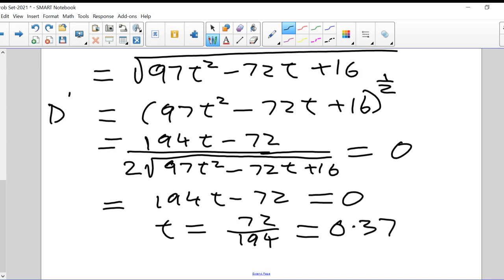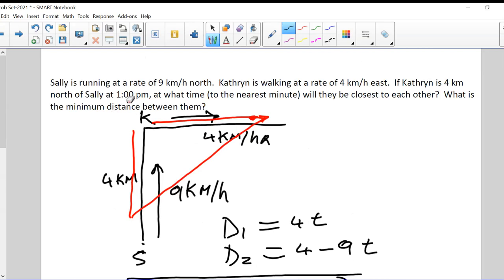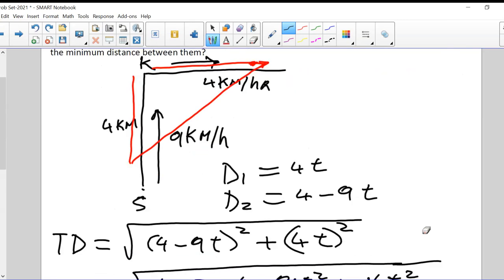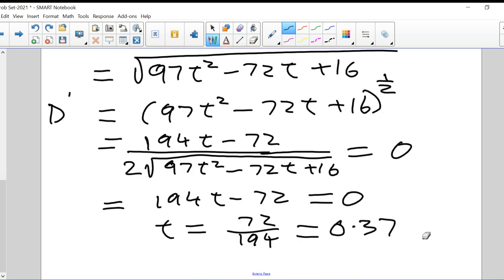All right. So we have to translate that to a time. Does anybody know how we can do that? Because it doesn't say how many hours or anything like that. It says it wants a time. We started at 1 o'clock, right? To the nearest minute. Can we put that into a time? How can we translate that into a time after 1 o'clock?